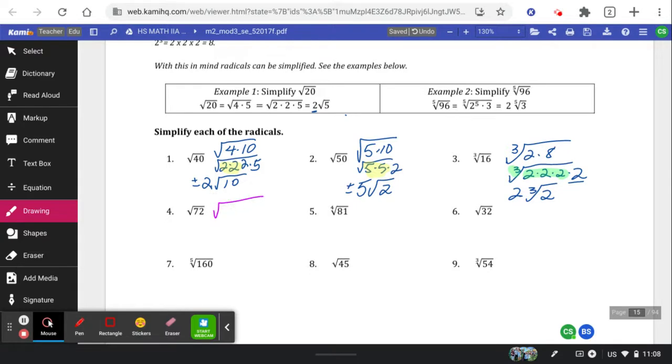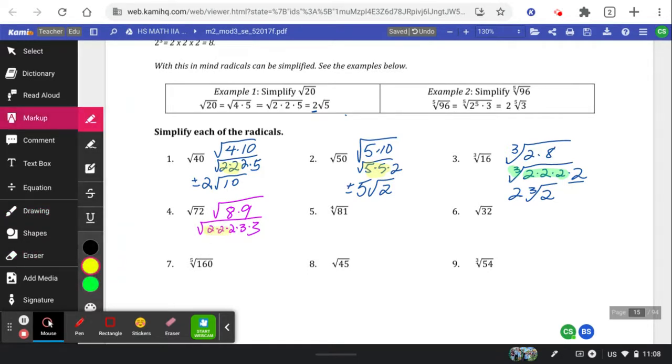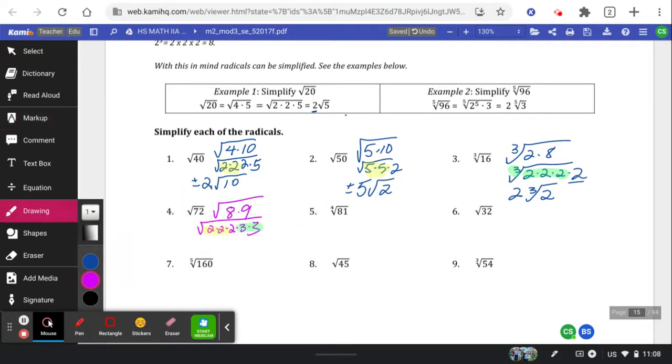All right, 72. What do you think of for factors of 72? Maybe you think of 8 and 9 first. That breaks down into 2 times 2 times 2 and 3 times 3. And then we're looking for pairs because it's a square root. I see a pair of twos and I see a pair of threes. That means a 2 comes out front, a 3 comes out front, and this guy that's left over with no pair stays underneath. But what do those two factors do in front? Since they're factors, they're multiplying. So my final answer for this one is 6 root 2. And because it's a square root, we say plus or minus 6 root 2.